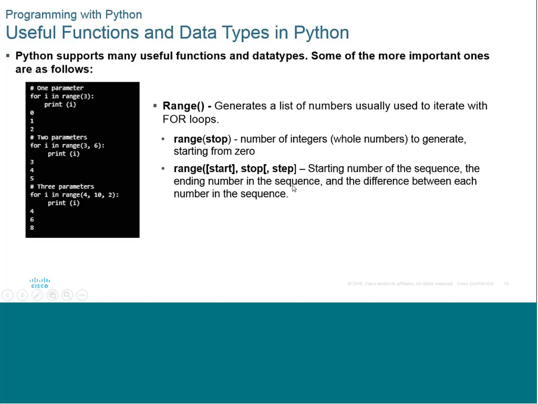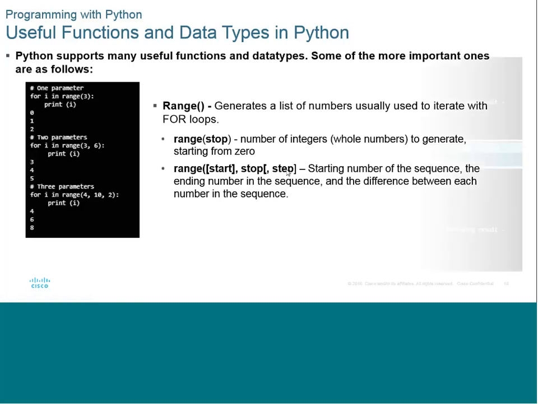Understand? The starting number of the sequence, the ending number in the sequence, and the difference between each number in the sequence. So this means where it will start, where it will stop, and what the steps are in between start and stop. If we have given 2, it means plus 2. The first one plus 2, then plus 2. And if we are giving 3 here, then it will be added as 3.